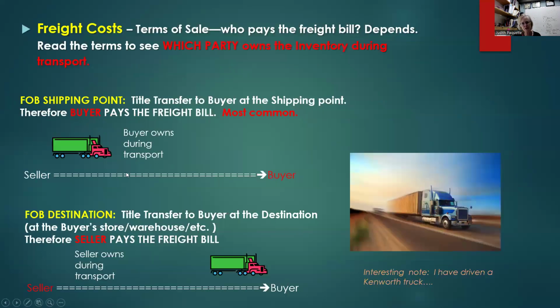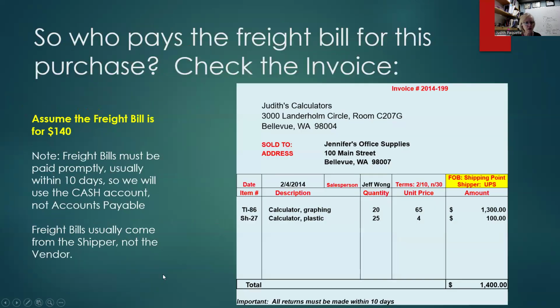Okay. And then we have to talk about who pays the freight. If the terms are FOB shipping point, the buyer pays the freight because the title transfers at the shipping point. So that's another transaction that the buyer, the company, has to book. If it's FOB destination, the buyer doesn't book the freight, the seller is going to book the freight. So right now, we are doing the buyer's books. So here we go. Who pays the freight? The terms are FOB shipping point. That means the buyer has to pay the freight.